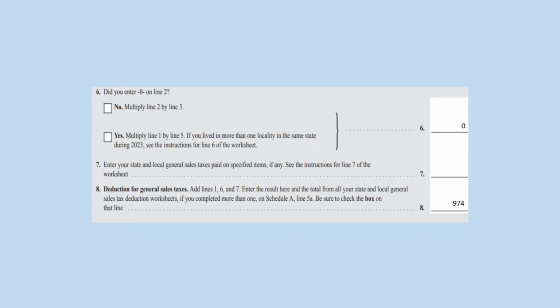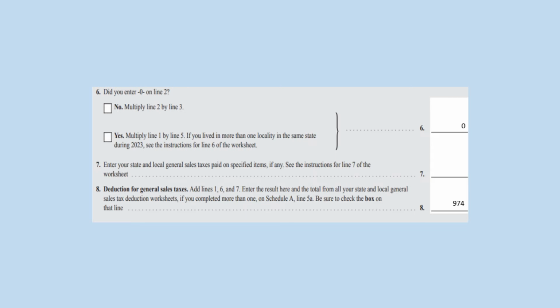On line 7, you're going to enter any additional state and local general sales taxes on specified items. In our example, we don't have any, so this will be left blank. These are for some of the larger items that you might purchase, like automobiles. On line 8, you're going to add lines 1, 6, and 7 together. In our example, that would be $974.